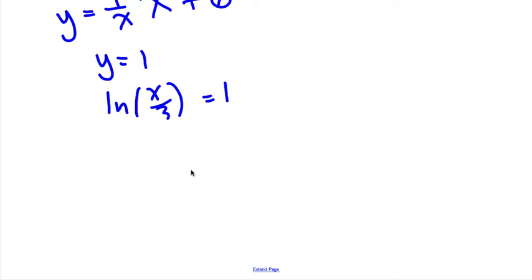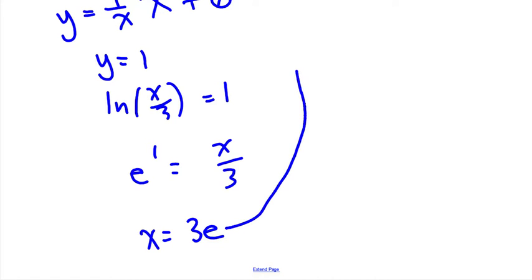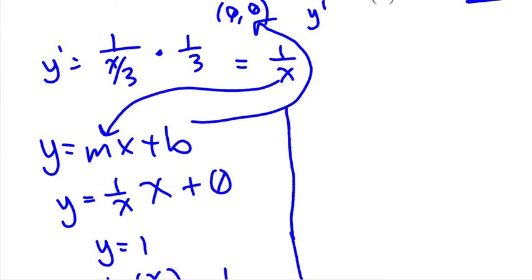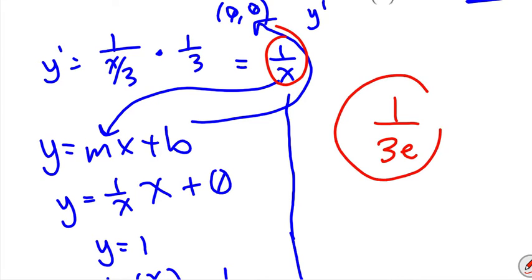So to solve this, I'm going to rewrite it in exponential form. So e to the first power is equal to x over 3. Multiply both sides by 3, you get x equals 3e. Now, this is not our answer. This is the x value that we are going to take and plug in all the way up here for our slope. So 1 over 3e is our final answer.